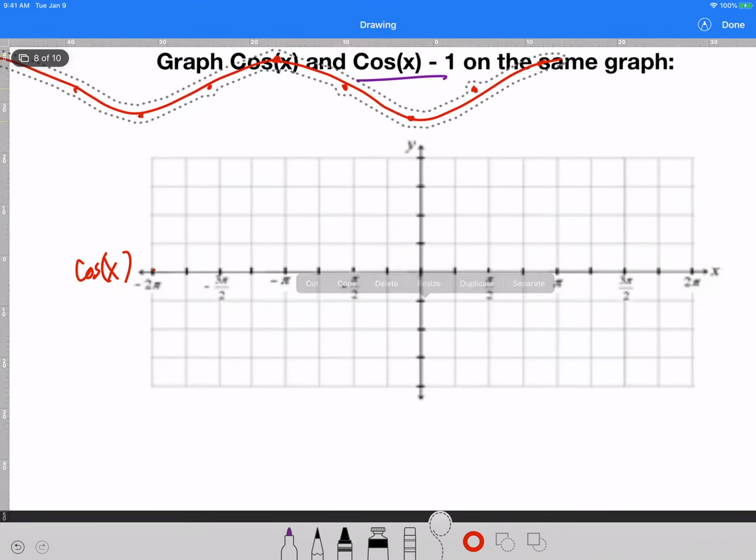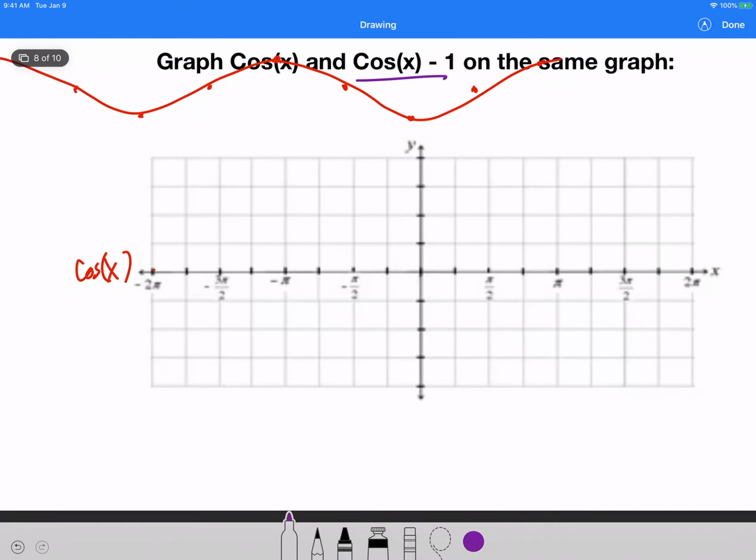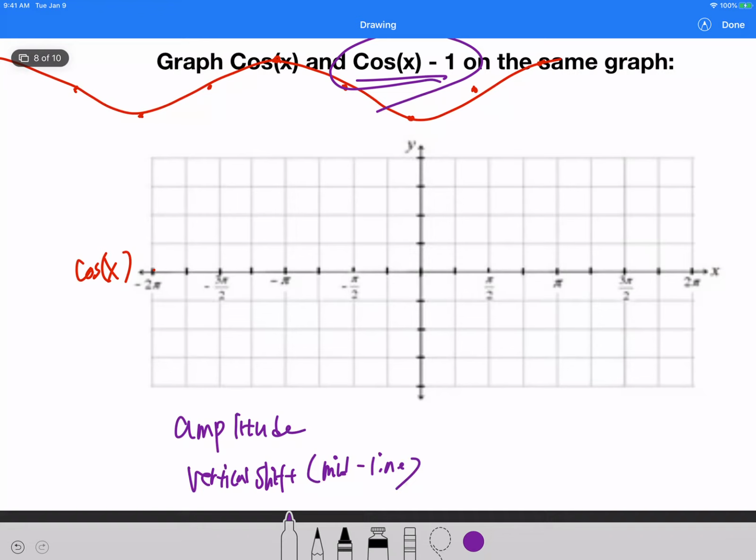So, okay, I'm going to start from scratch. Let's say I'm trying to draw cosine of x minus 1 totally on my own. What I'm going to simply take a look at is the amplitude and the vertical shift, which we also call the midline, right? So then I'm going to take cosine of x minus 1, and the vertical shift is negative 1, which means my midline is at negative 1.